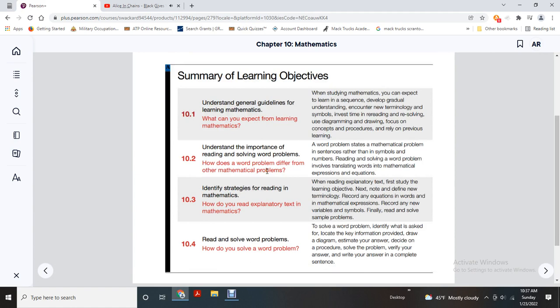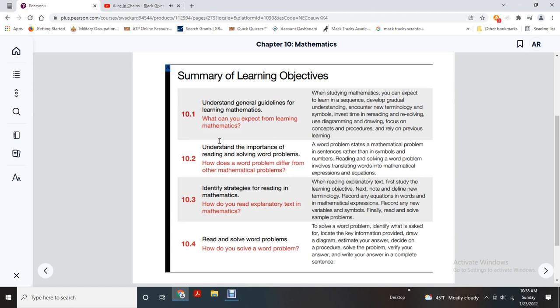All right, summary of learning objectives. Understand general guidelines and learning objectives: what can we expect with the learning materials you study, with the mathematics you expect, with the learning sequence. Develop gradual understanding of current and new terminology, and invest time in reading and resolving, using diagrams, drawings, focus, concepts, and procedures, relying on previous learning.